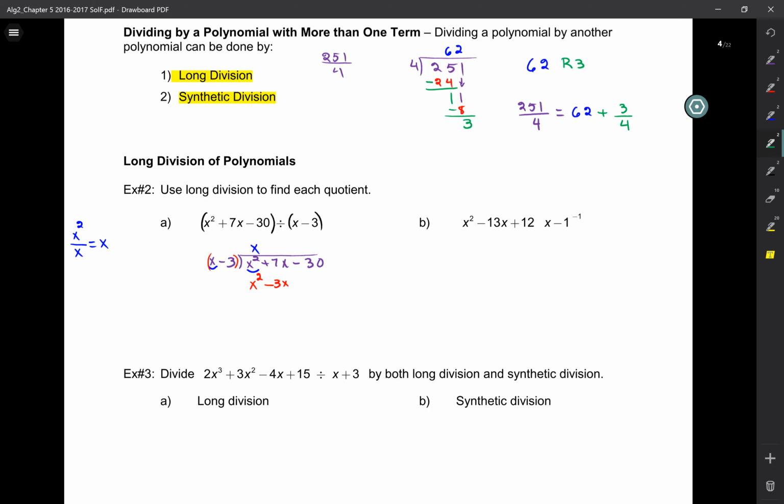So if I'm going to do x squared minus x squared, I can do two things. Subtract, or I can change the sign and add, because they're the same thing. If you change the signs and add, it's the same as subtracting. So here's what we're going to do. We're going to change everybody's sign and just add them. So x squared and negative x squared goes away. 7x and positive 3x, 10x.